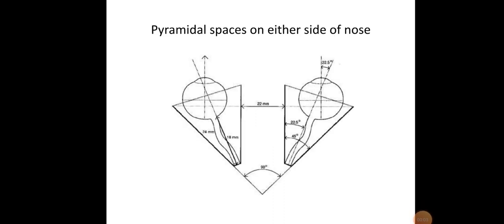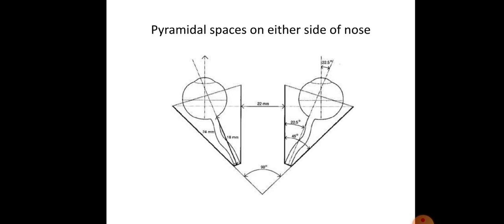Today's class is about the orbit. The orbital cavities are pyramidal spaces on either side of the nose. It has an apex and a base. The apex is directed posteriorly. The base is the free anterior end visible to our eyes.